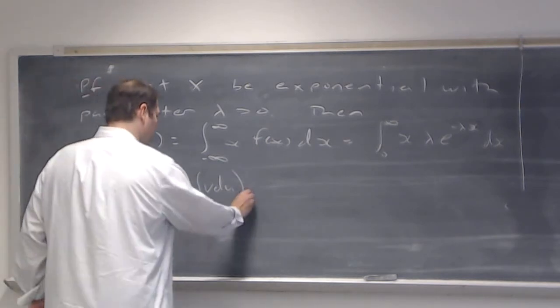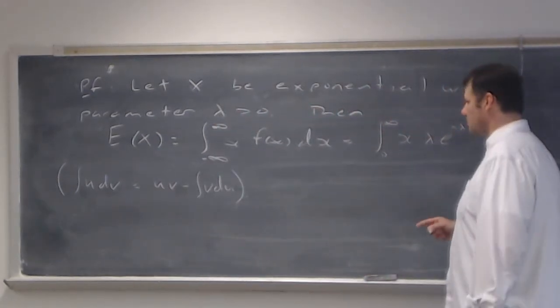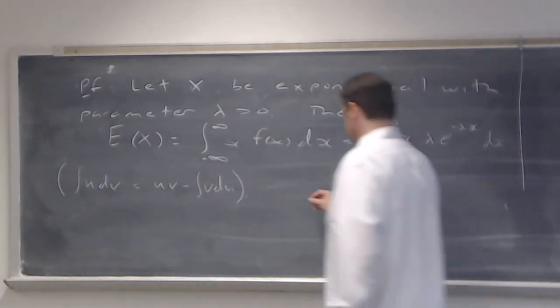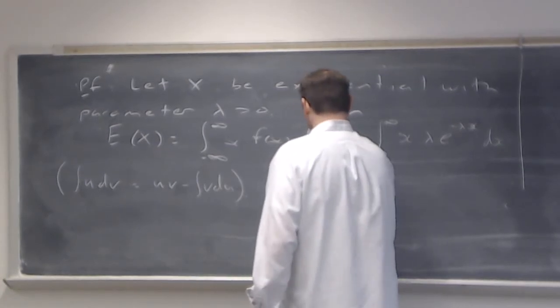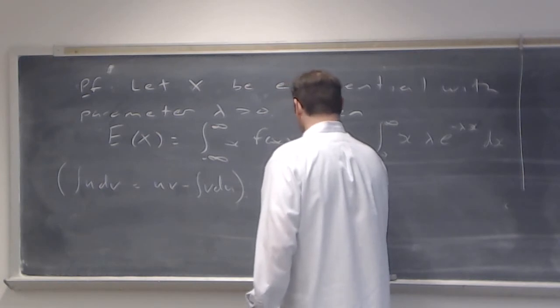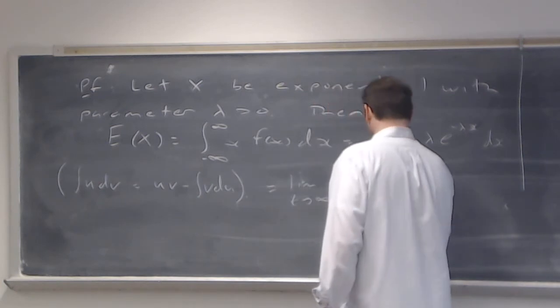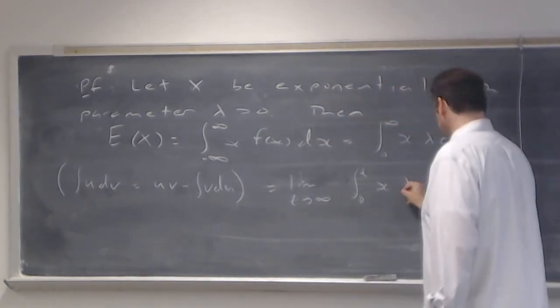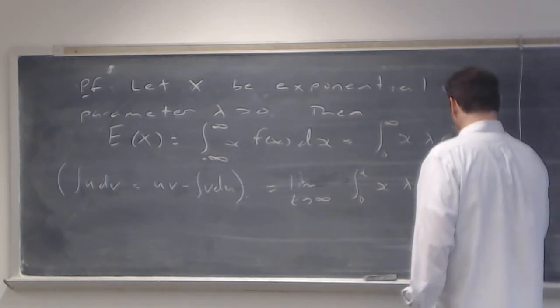All right, so what we're going to do here to put ourselves in this position, we're going to have two variables, u and v, two functions. So here we're going to let this function. Well, first of all, let's say this is the limit as t goes to infinity of an integral from 0 to t, because it's an improper integral, of x times lambda e to the minus lambda x dx.